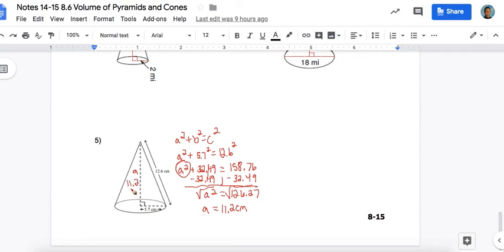So now I've got my h is 11.2, and I know my radius, because this only went halfway across the circle, is 5.7. So now we're going to do the volume formula. 1/3 pi r squared h. So we got 1/3 times pi times, the radius is 5.7, so we're going to do 5.7 squared, times the height, which is 11.2.